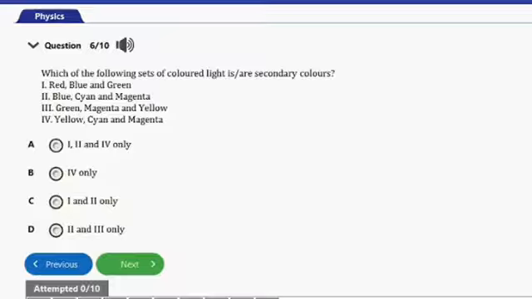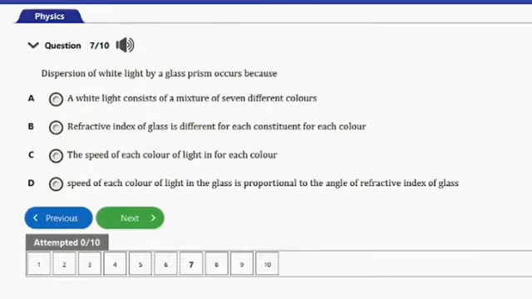So that's it for this question. For option I, red is actually a primary color, blue is a primary color, and green is also a primary color. So for II, blue is a primary color. So for III, green is also a primary color. But for IV here, we have all secondary colors. So option B here is the answer to this question. So let's go ahead and consider the next question, guys. So guys, the next question here is question number 7.